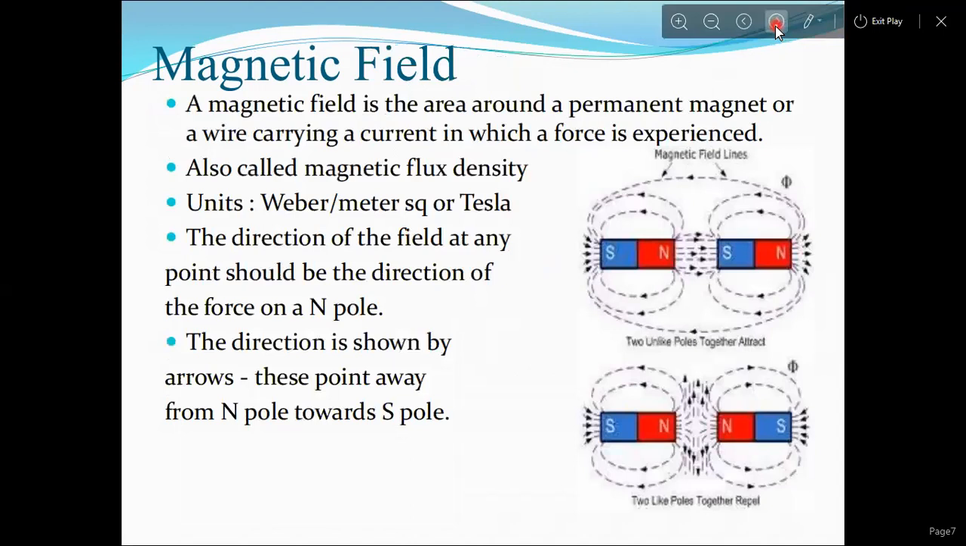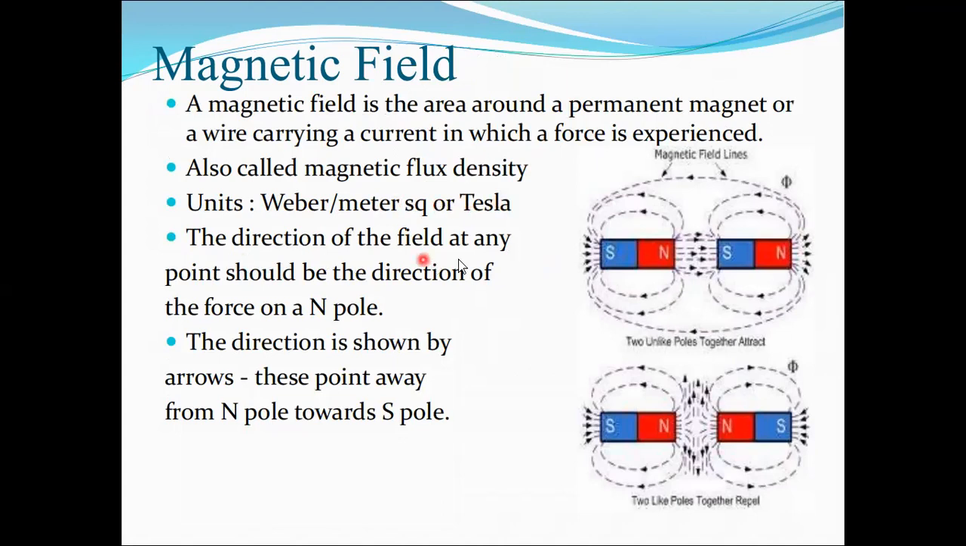So what is the magnetic field? A magnetic field is the area around a permanent magnet or a wire carrying a current in which a force is experienced. It is also called magnetic flux density. That means the units will be Weber per meter squared, or Tesla. This is actually the unit of magnetic field.